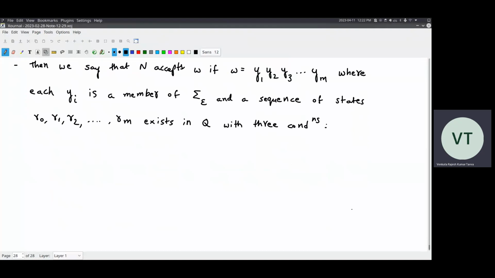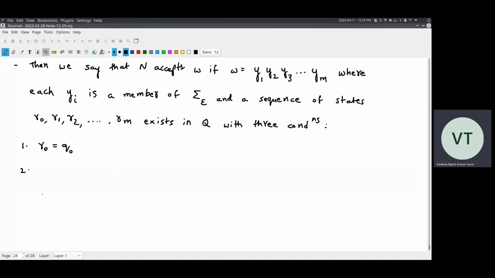Can you guess what the three conditions are? What will be the first condition? R naught equal to Q naught. Start state should be R naught, right? The start state should be Q naught. You start with Q naught. All right.